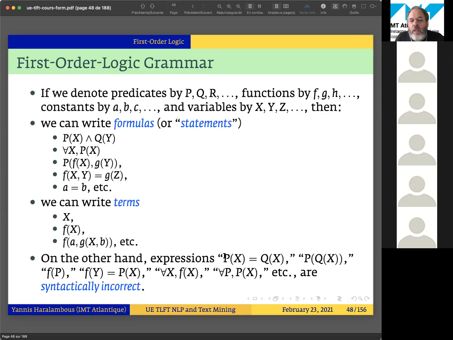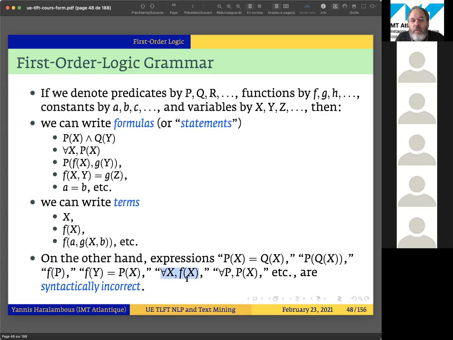So in other words, this is wrong because equality is applied to terms, not to predicates. So this is not a formula. This is not a formula because you cannot have a predicate as an argument of another predicate. Predicates are on top level. This is not a formula because you cannot have a formula at top level and you cannot have a predicate as an argument. This is wrong. You cannot have a predicate equals something.